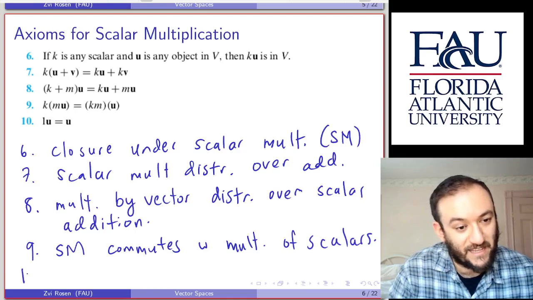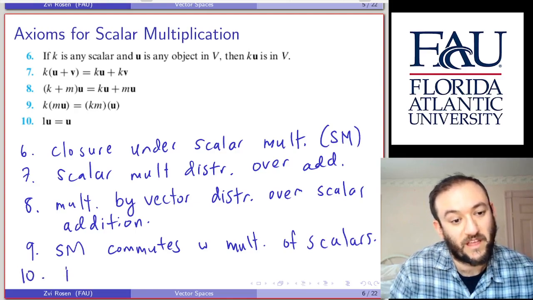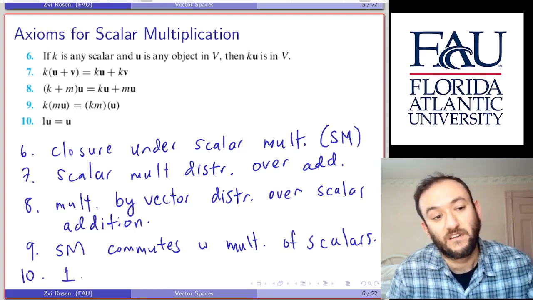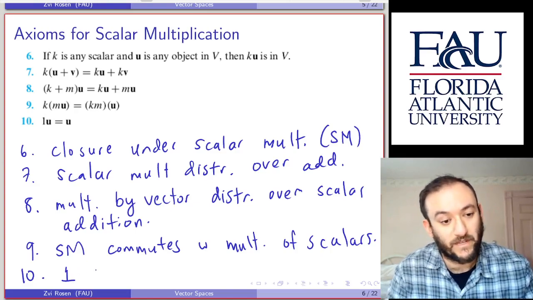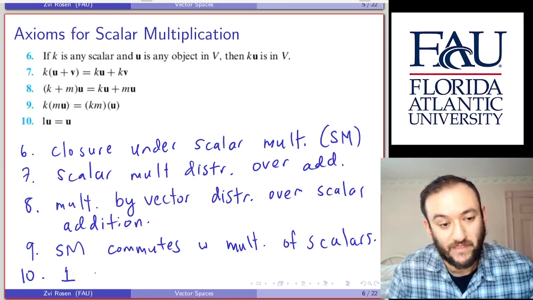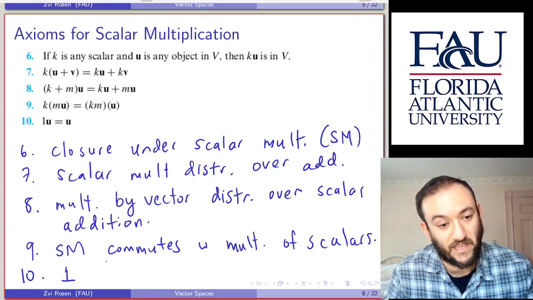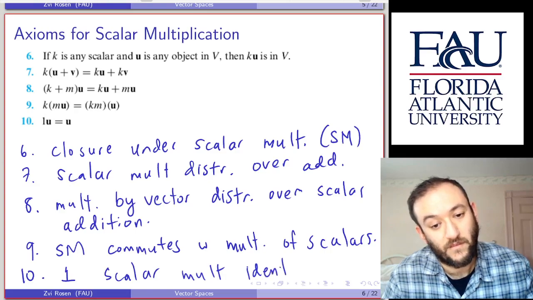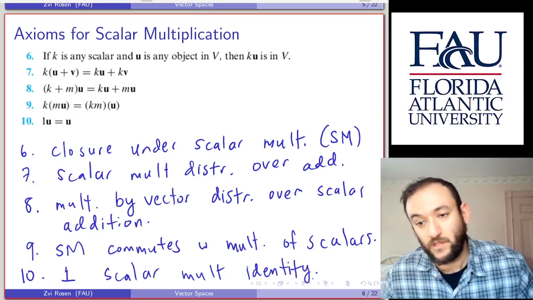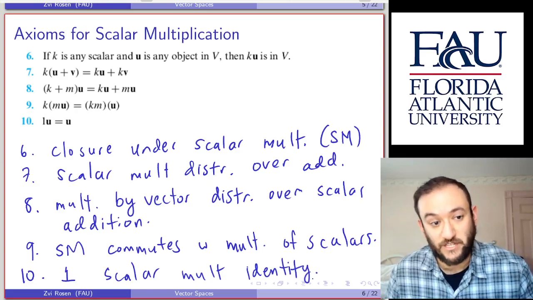And number 10 is that if I multiply the real number 1 by a vector, then I get the same vector back. And this tells me that 1 is the multiplicative identity, or the scalar acts like the scalar multiplicative identity. Okay, when you multiply it by a vector, the vector doesn't change.